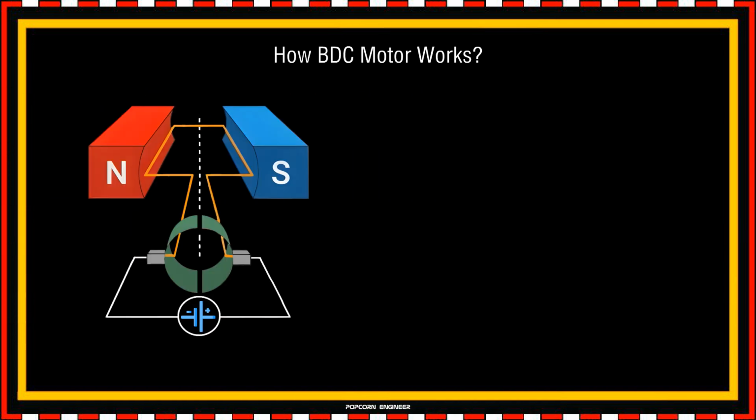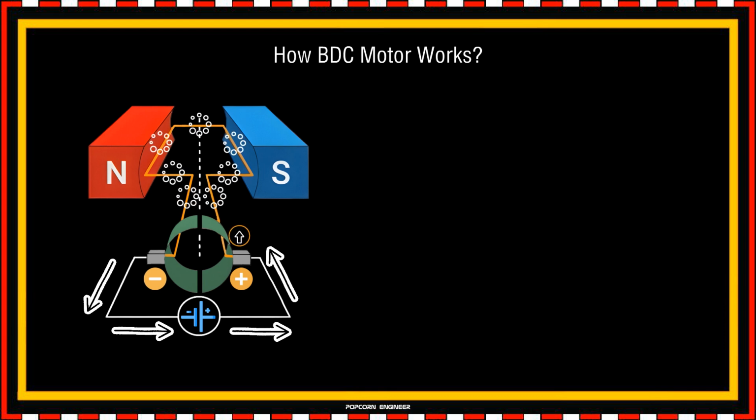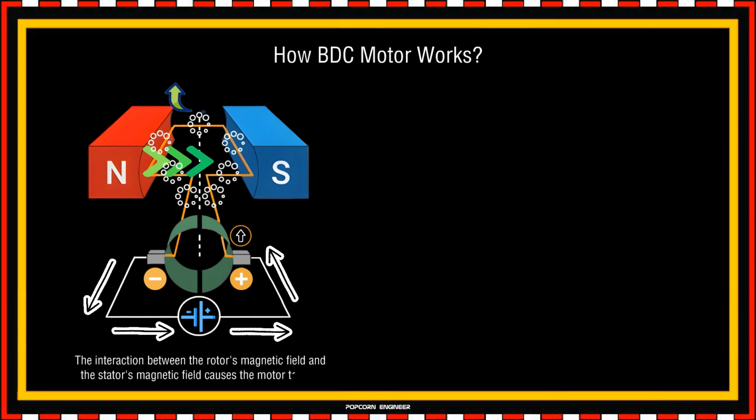When DC power is applied, current flows from the power source through the brushes, then into the commutator and finally into the coil. The rotor coil gets energized and creates a magnetic field in the coil, which interacts with the stator magnets, causing attraction and repulsion and making the rotor rotate, so that its north and south pole align with the stator's south and north pole respectively. In short, the interaction between the rotor's magnetic field and the stator's magnetic field causes the motor to spin.